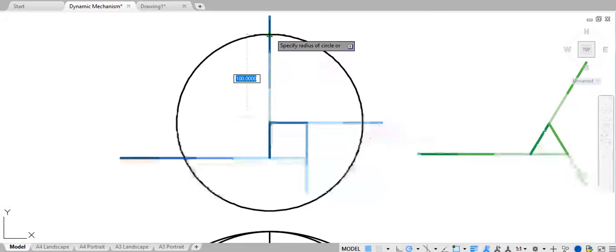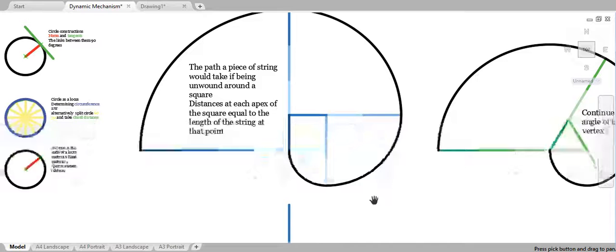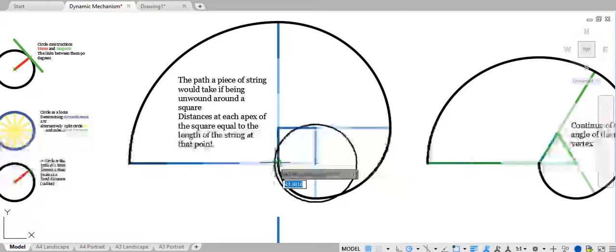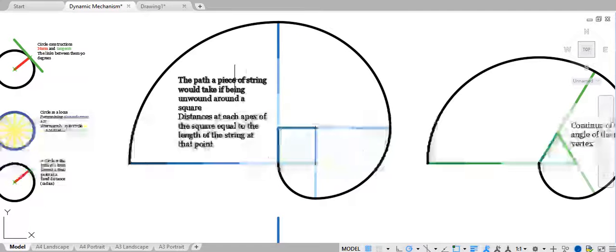So I'll have the three lengths here, and then finally we'll have all four of the sides shown here. This would make a shape like this, so you can see that it lines up with the radiuses. The path of a piece of string would take its own route around the square. The distance at the apex of the square is equal to the length of the string at that point. So these two lines here are the same length as these two.